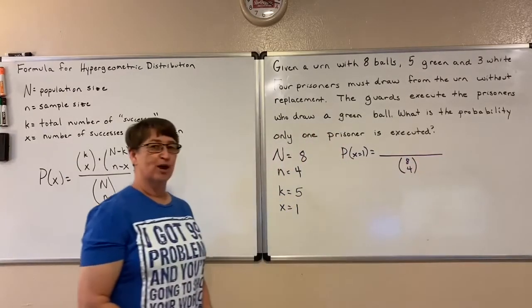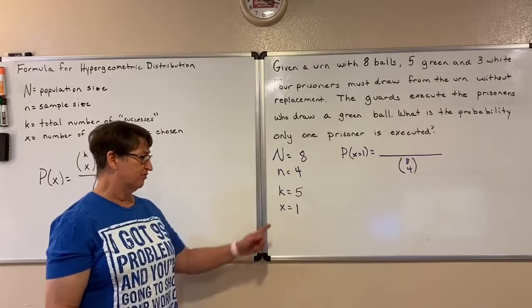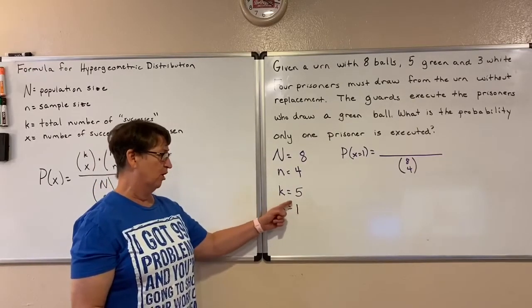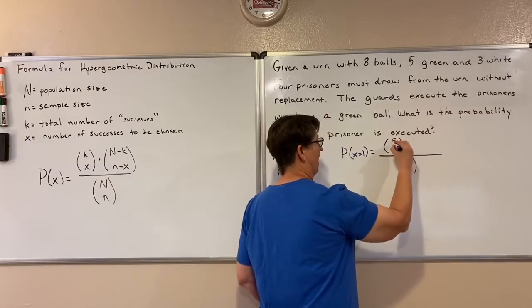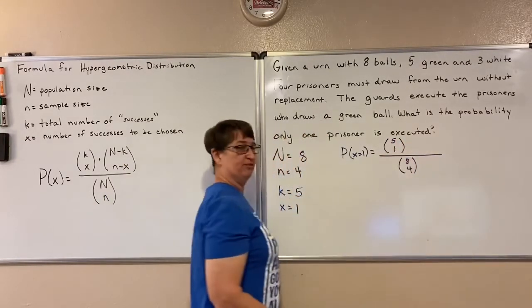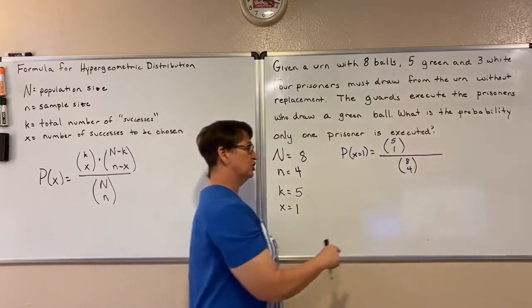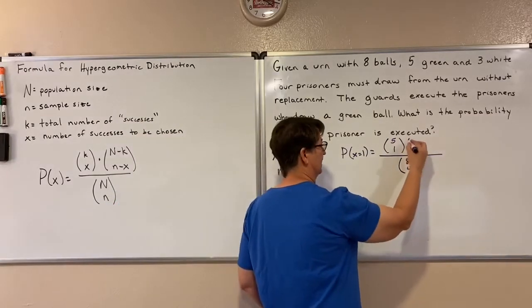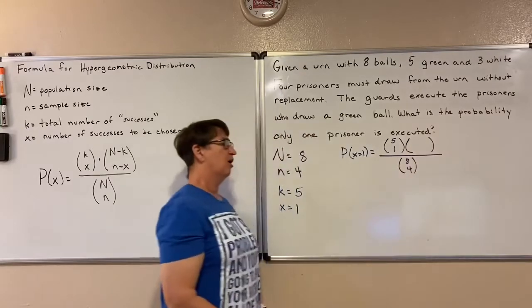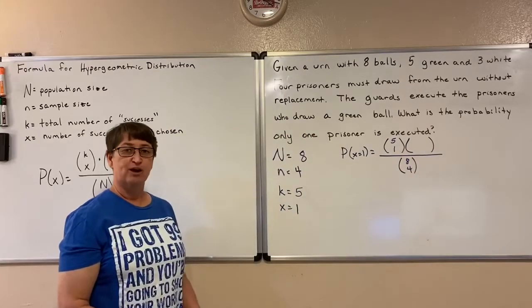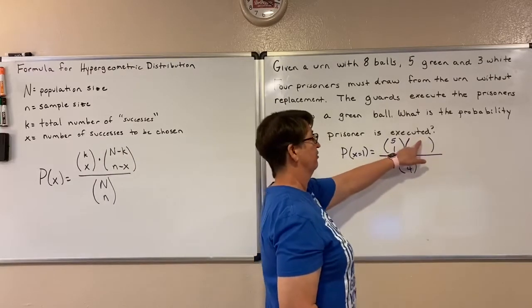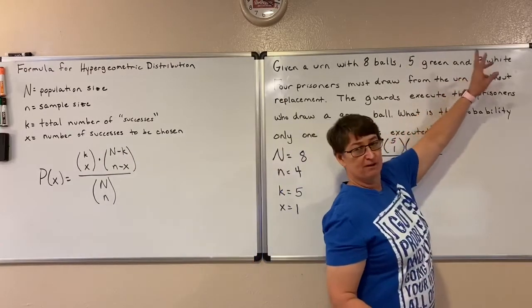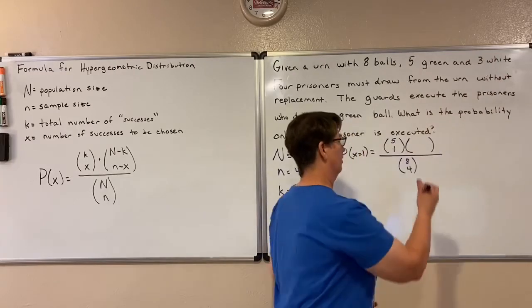Then in my numerator, I'm looking for the number of ways that I can get 1 green ball from my 5 balls. So here I have 5 balls and I'm choosing 1 of them. But I was choosing 4 balls. So that means that also on top, I'm going to have some failures that I'm choosing. Well, how many total failures are there? Well, there are 3 of my failures, 3 of those white balls.